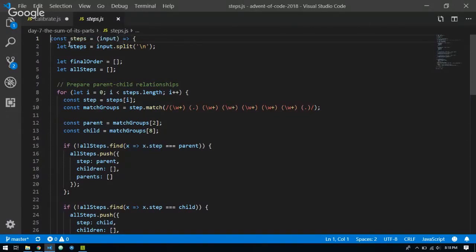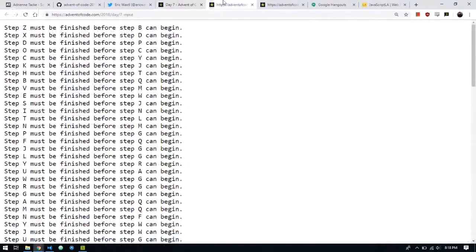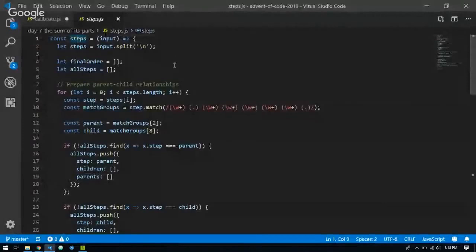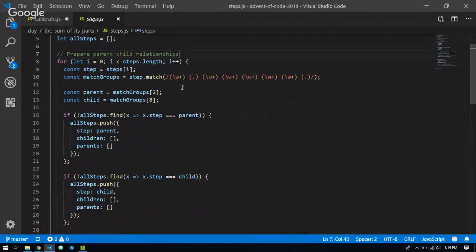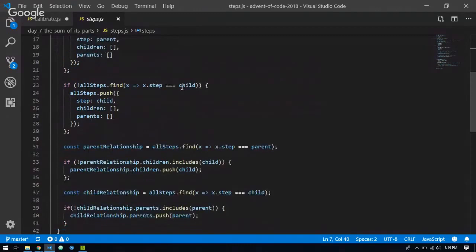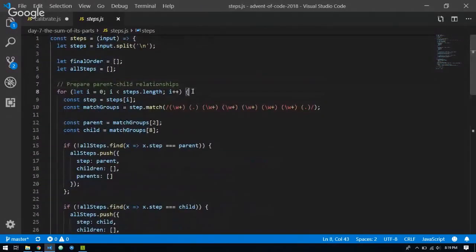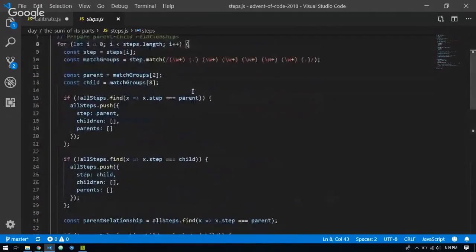So I have a function called steps, which takes my input, which is all of this. Same thing, split it line by line, new line. I have final order and I have all steps. Final order is because that's our output, right? That's what we have to put in to hopefully get the right answer. And I was kind to myself. I had a comment: prepare parent-child relationships. This is a fairly complicated for loop I did here, so it ends here.